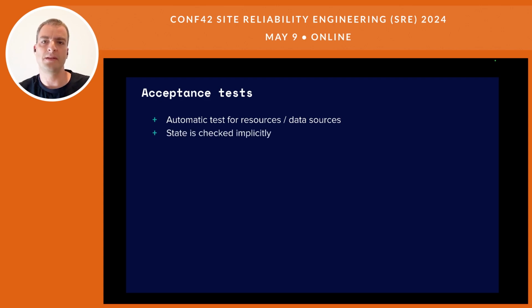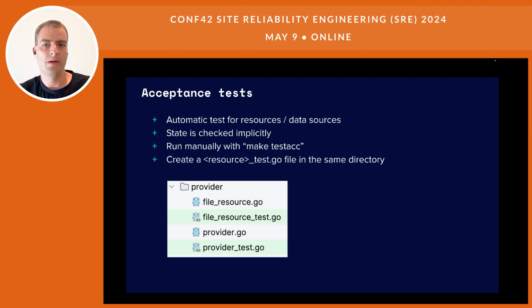The state inside the acceptance test is checked implicitly. You don't have to check that the state changes are done correctly. But if you do have any change that you want to validate on the infrastructure side, you need to do that inside the acceptance test. You can run the whole test suite manually with make testacc.